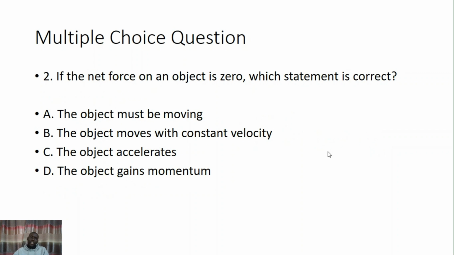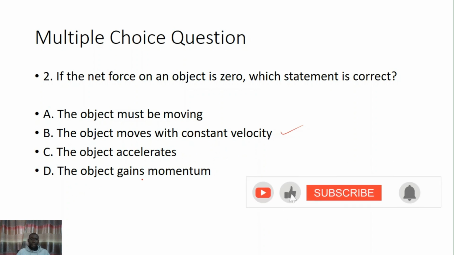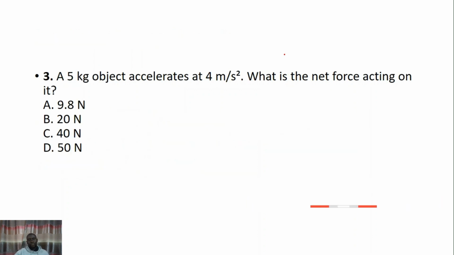Question number two. If the net force on an object is zero, which statement is correct? The object must be moving. No, that is not correct. It can be at rest. The object moves with constant velocity. Yes, that is probably correct. The object accelerates. No. The object gains momentum. No. The object only accelerates when force acts on it, and it can gain momentum only when force acts on it. So the correct answer is B.